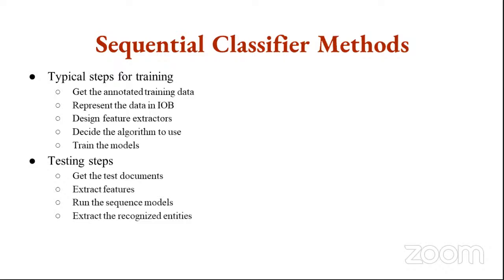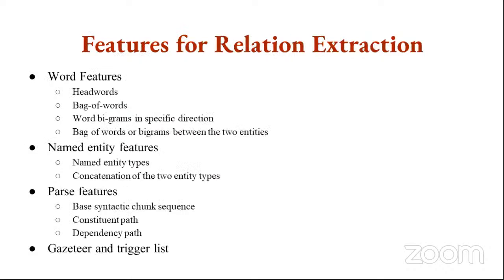Then using the training data, we can build and develop the model, and that pre-trained model can be applied on the testing data. For the testing data, get the test documents and extract features. We have to manually extract some useful features which are important for the classification purpose. Run the sequence models and extract the recognized entities. So these are the steps of the classification. What are the features important for relation extraction?